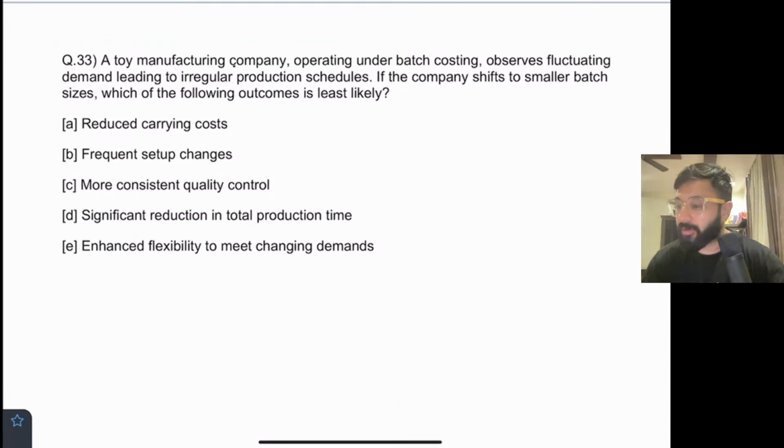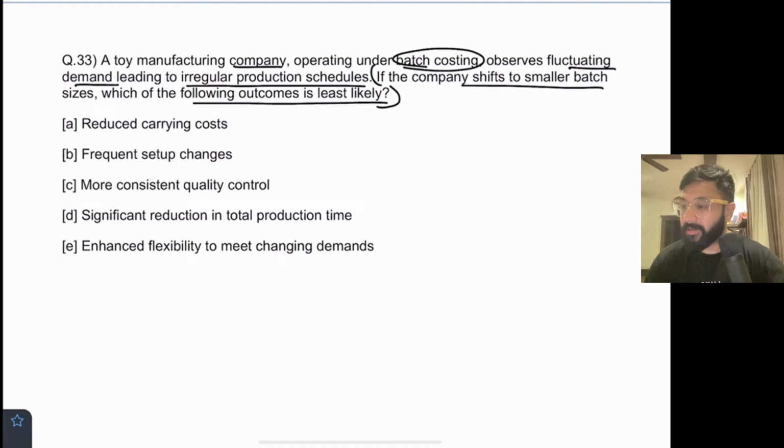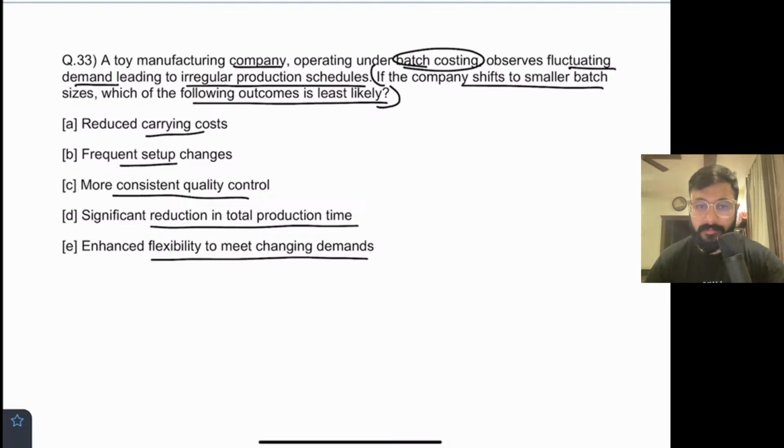अ टॉय मैन्युफैक्चरिंग कंपनी ऑपरेटिंग अंडर बैच कॉस्टिंग observes fluctuating demand leading to irregular production schedules. If the company shifts to smaller batch sizes, which of the following items is least likely? Reduced carrying cost, frequent setup changes, more consistent quality control, significant reduction in total production time, flexibility to meet changing demands. Question number 33.